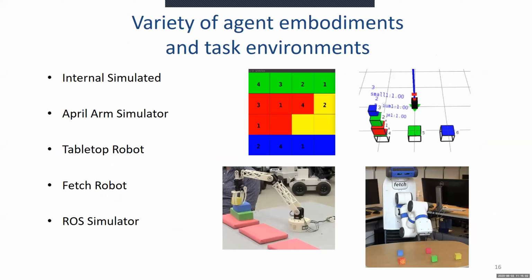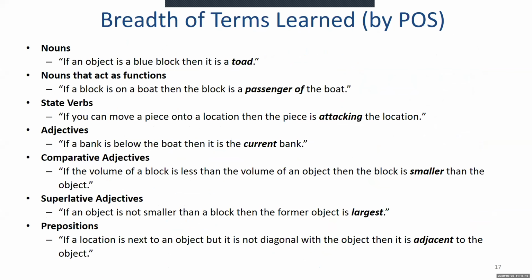We've seen this before, but we have also deployed this on a large number of different agent embodiments and task environments, including internally simulated ones and robotic ones. We can learn a lot of different terms. So you saw an example where I learned clear and also where I learned captured, but I can learn nouns, such as if an object is a blue block then it is a toad. Nouns that act like functions, like if a block is on a boat, then the block is a passenger of the boat.